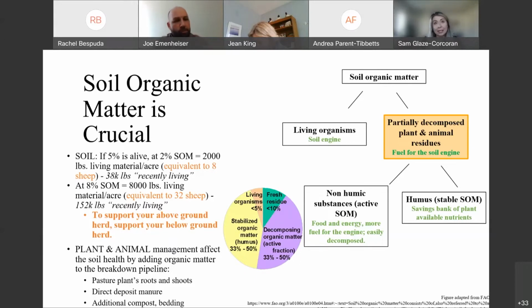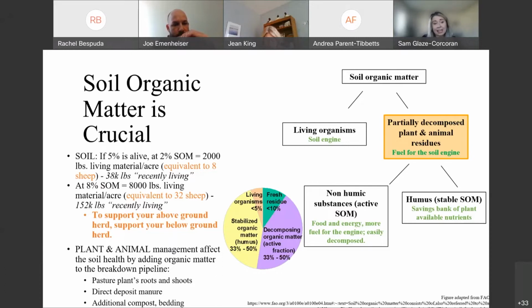And so when we see soil organic matter changing, going either up or down, we have to consider that on one part, we're affecting that living fraction, and on the other part, we're affecting that decomposition pipeline. Just to put a few numbers on this, if we go with a conservative estimate that 5% of your soil is alive, and you have 2% soil organic matter, that's equivalent to about 2,000 pounds of living material per acre. If you estimate a sheep at around 250 pounds, that's like 8 sheep living in the soil of 1 acre.